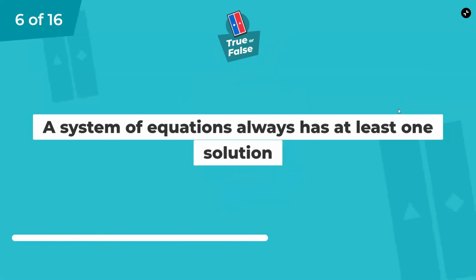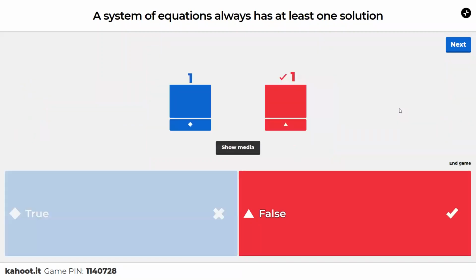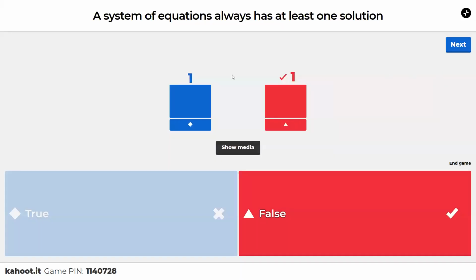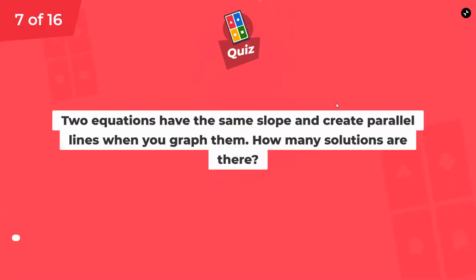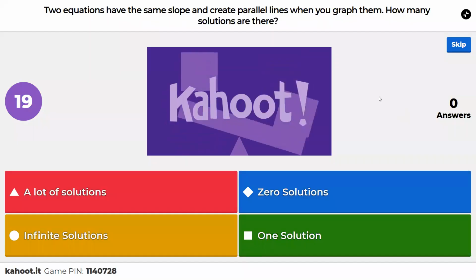A system of equations always has at least one solution. True or false? All right. And the answer is false. Okay, a system of equations could also have no solution or infinitely many, right? Not always one. All right, 2 equations have the same slope and create parallel lines when you graph them. How many solutions? Situation.